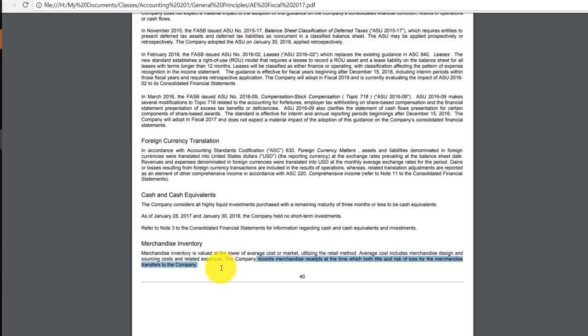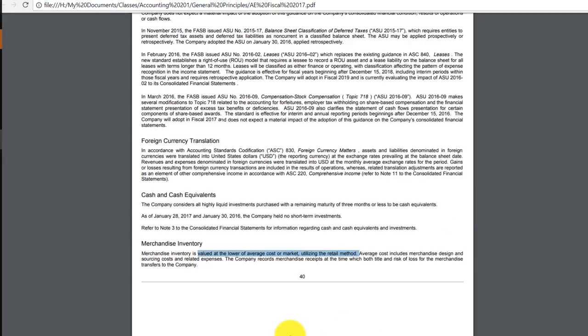Recognition is the concept of when we put something on the financial statements, and they're telling us that happens when they have both title and risk of loss for the merchandise transfers to American Eagle. Just above that is a measurement. They're valued at the lower of average cost or market using the retail method. That tells us how they know the amount to put on the balance sheet. They're going to use the average, and that also is something that could be verifiable and is relatively understandable, given those standards.